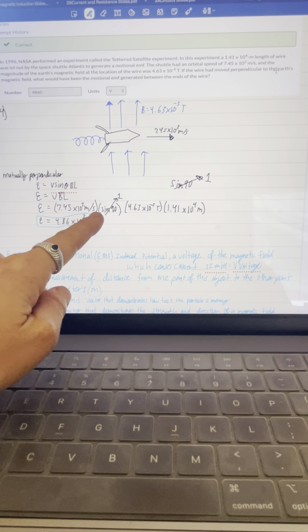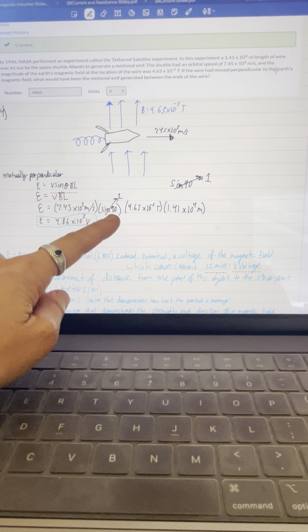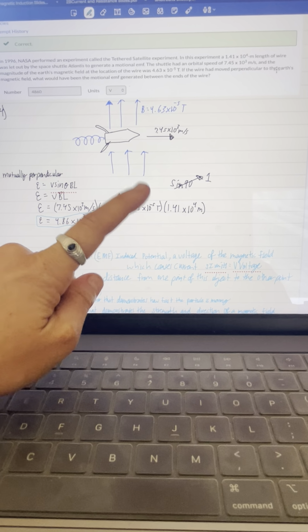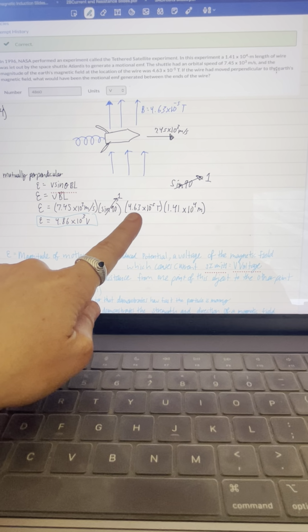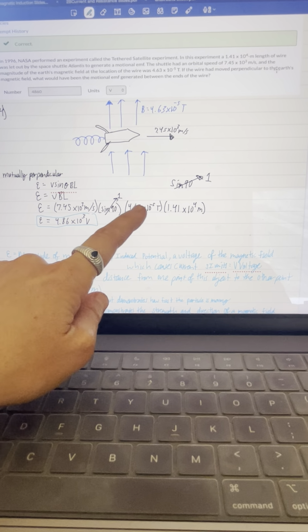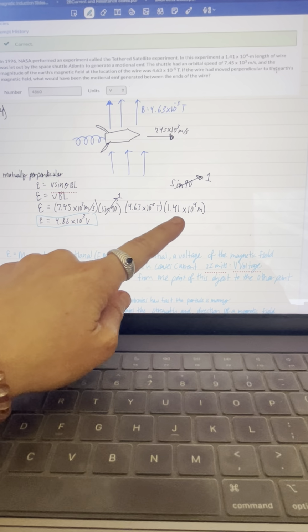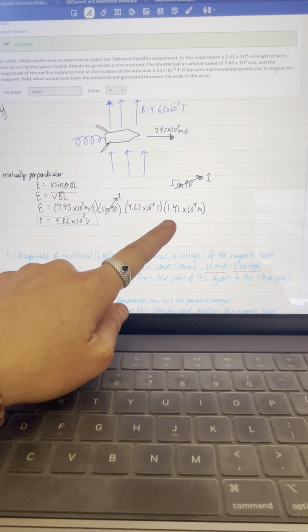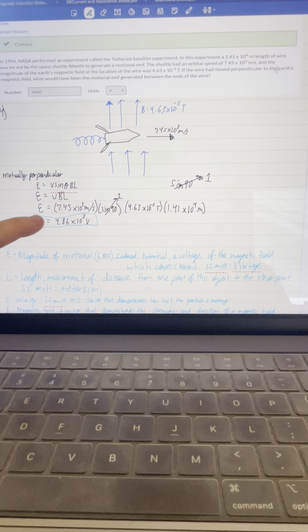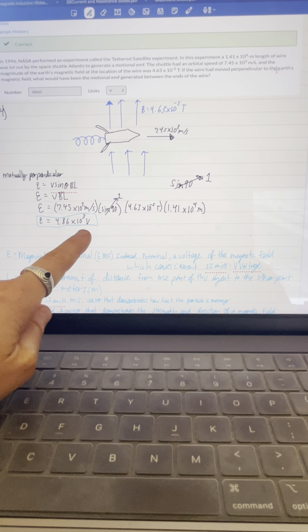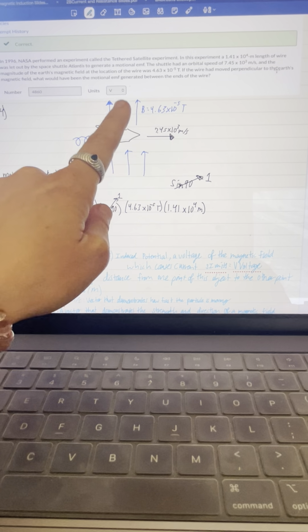So I plug in what I know, which would be my velocity, 7.45 times 10 to the 3rd meters per second, times sine theta, which would be sine 90, which cancels out to just 1, and multiply it times our B, which would be 4.63 times 10 to the negative 5 Tesla, and then times our length, which would be 1.41 times 10 to the 4th meters. So our overall magnitude of motional EMF would be 4.86 times 10 to the 3rd volts. And that's what I got up here also.